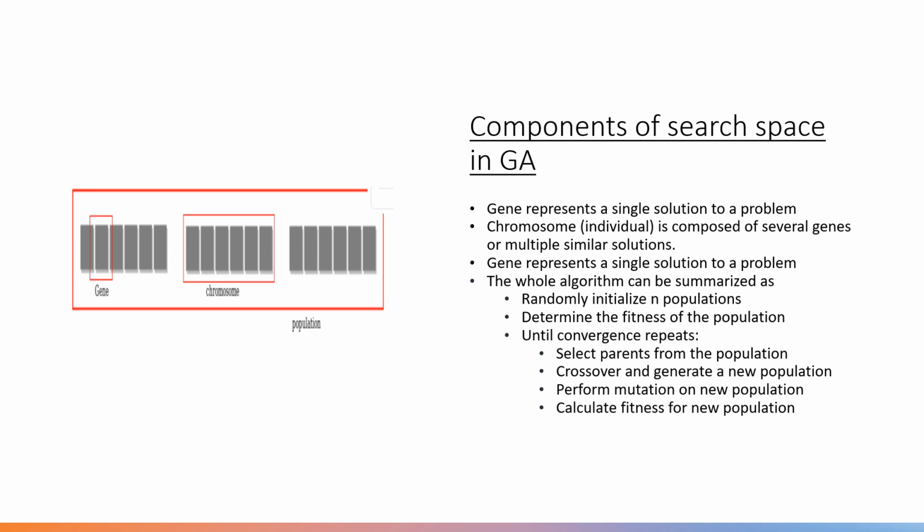So basically, the whole genetic algorithm can be summarized as: randomly initialize a population, determine the fitness of the population, and until convergence repeat: select parents from the population, crossover and generate a new population, perform mutation on the new population, and calculate fitness for the new population.